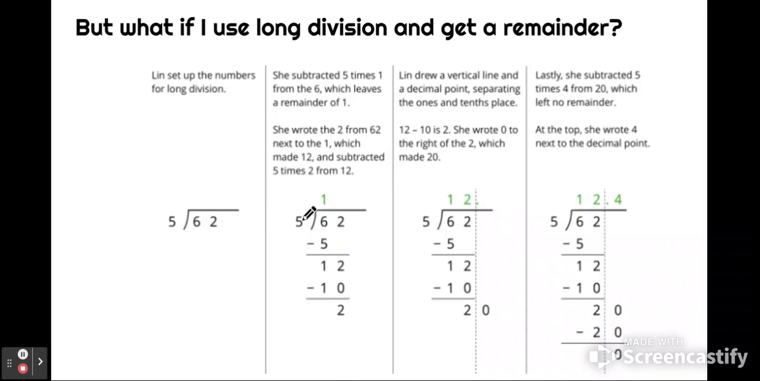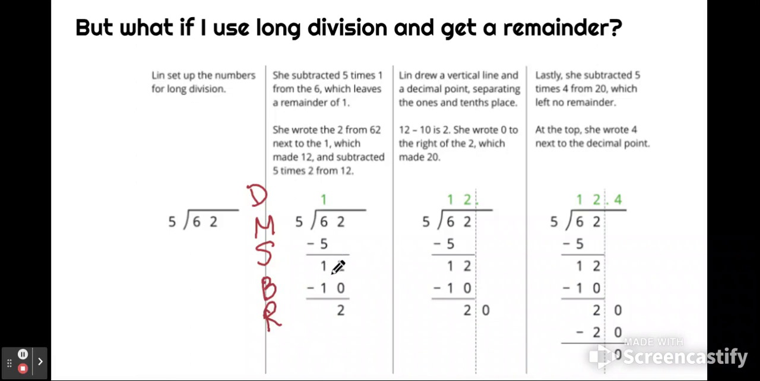So she's dividing. 6 divided by 5 is 1. Then she's multiplying. 1 times 5 is 5. Then she's subtracting. 6 minus 5 is 1. She's bringing down the next place value, so she brought this 2 down. And now she's repeating the process.